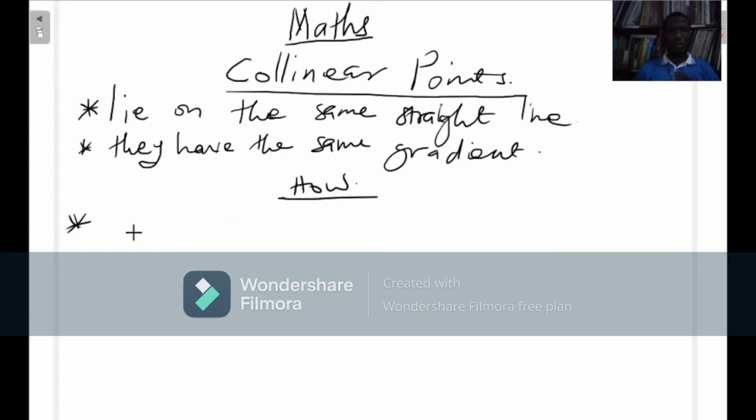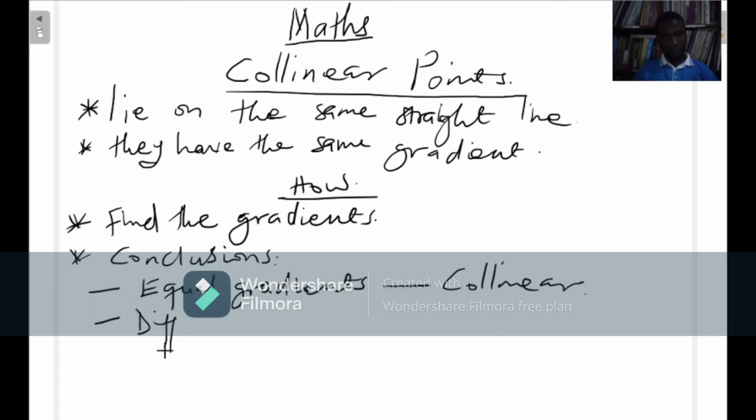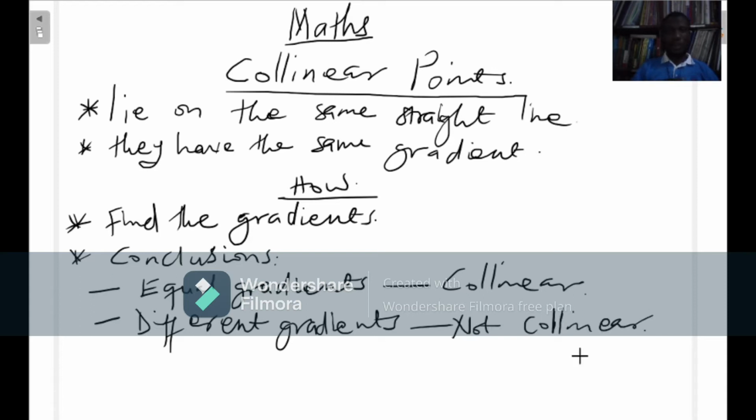The first thing we need to do is to find the gradient of the line these points make. After finding the gradient, we come to the following conclusions. If we have equal gradients, we conclude that the points are collinear. And if we have different gradients, we conclude that they are not collinear. Now that we know how to determine if three or more points are collinear or not, let's take some examples.